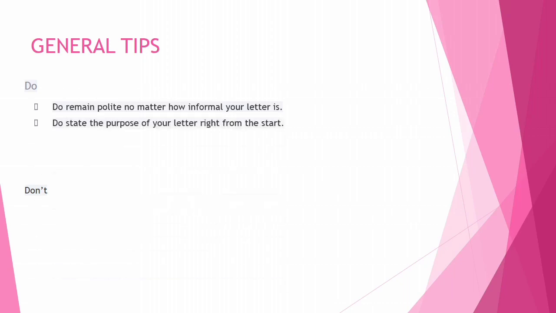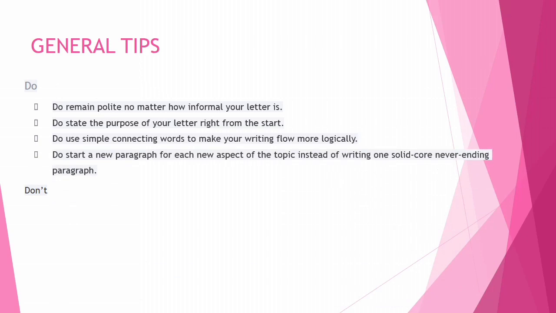Now let's see the general tips, the do's and don'ts of an informal letter. The first one says, remain polite no matter how informal your letter is. Do state the purpose of your letter right from the start. Do use simple connecting words to make your writing flow more logically. Start a new paragraph for each new aspect of the topic instead of writing one solid never-ending paragraph. Very important. Paragraphs are very important. I guess I nip it on the first video.